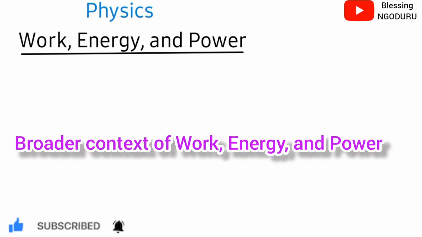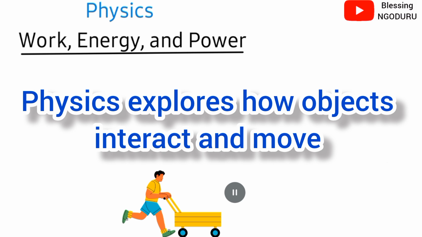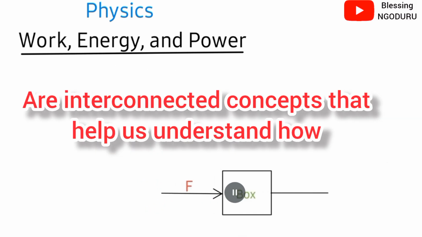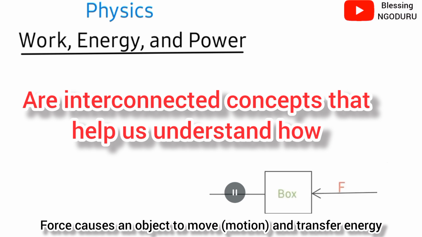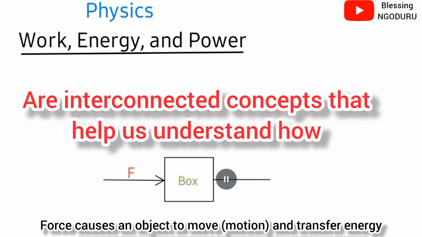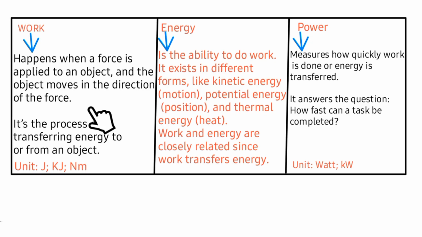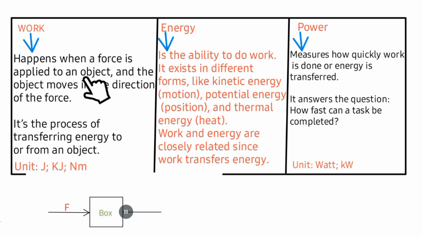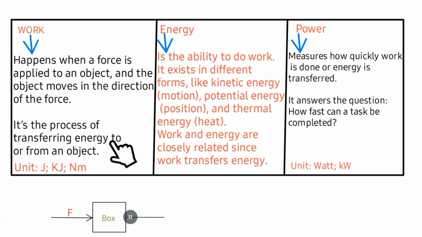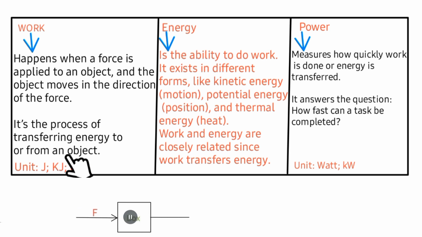Before then, let me briefly introduce the broader context of work, energy, and power. Physics explores how objects interact and move. Work, energy, and power are interconnected concepts that help us understand how force causes an object to move. That is, force causes motion and energy transfer. Work happens when a force is applied to an object and the object moves in the direction of the force. Work is the process of transferring energy to or from an object.